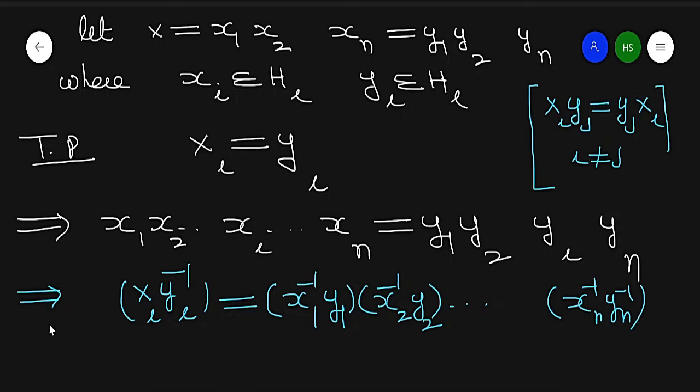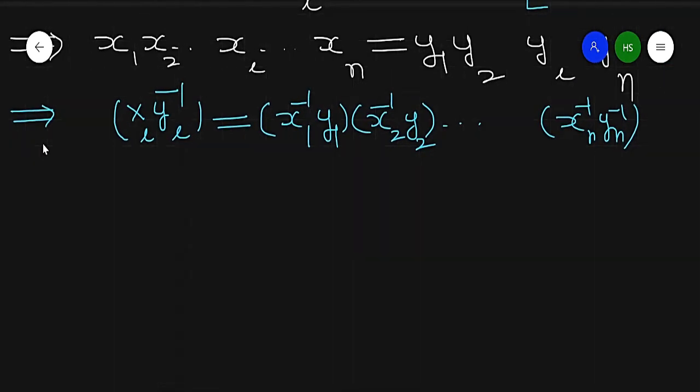Now the first element from the left hand side, this element belongs to Hi. Why? Because Xi is an element of Hi, Yi is an element of Hi, so Xi into Yi inverse belongs to Hi. Now this belongs to H1, this belongs to H2, and so on. The ith term is missing, and this belongs to this product.